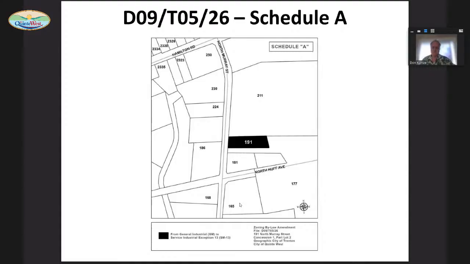The comments from the fire department state no concerns. Comments from Lower Trent Conservation indicate no objections. No residents to date have voiced concerns about the application. The application is consistent with the provincial planning statement, the city's official plan, and maintains the intent of the zoning bylaw. This application is recommended for approval. Okay, thank you very much.